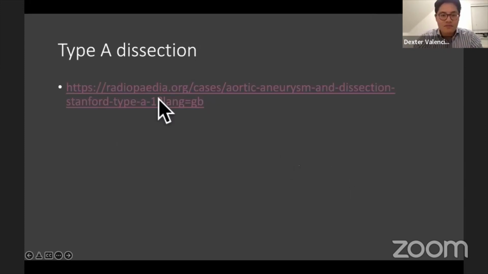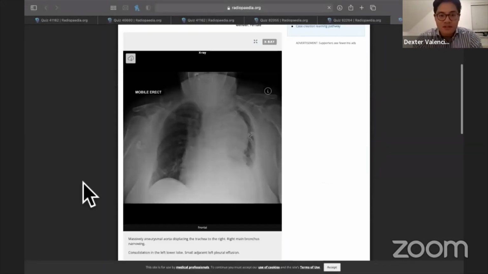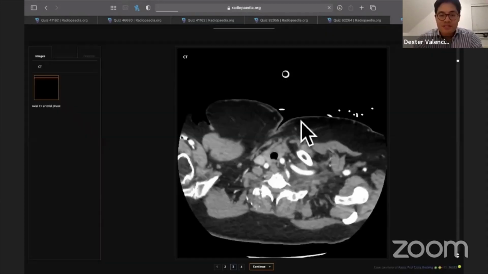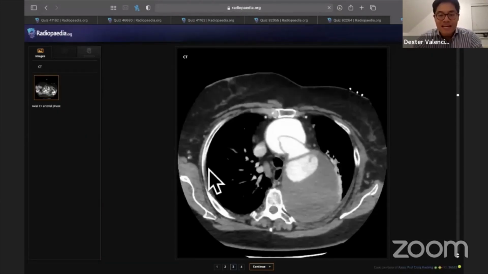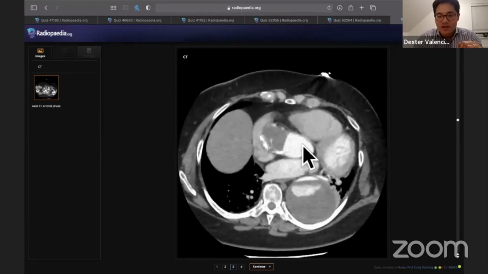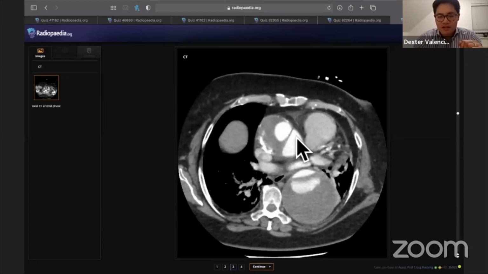So we're just going to go through a type A dissection. So remember, Stanford classification, we're talking about ascending aorta. So let's start with normal anatomy. We've got the left ventricle, we have the right ventricle, and as we follow up, we can see that there's contrast within the aorta, and we can see abnormal lines which weren't there before.